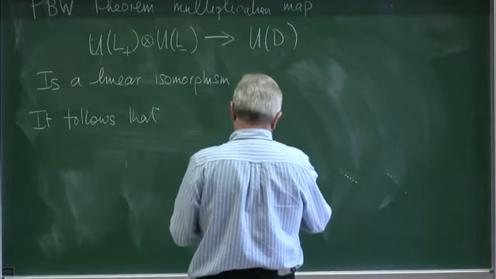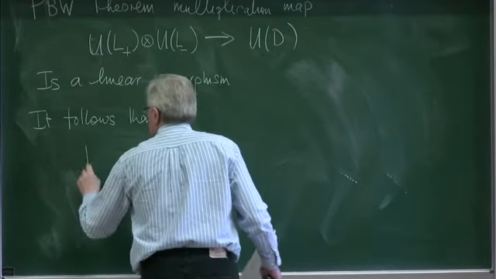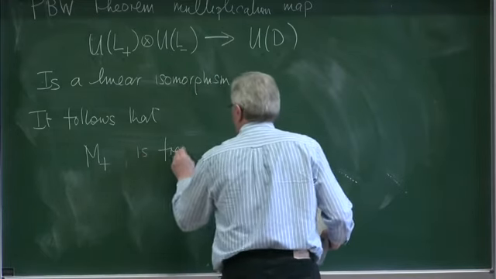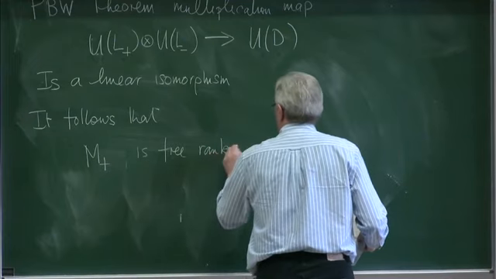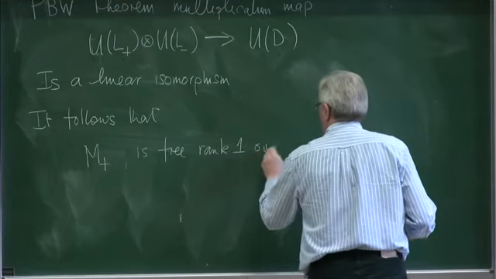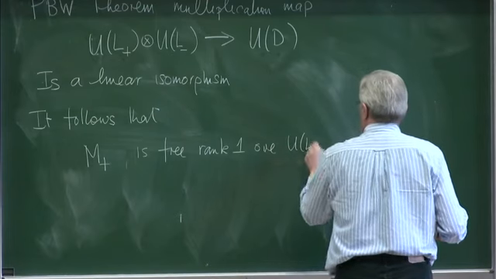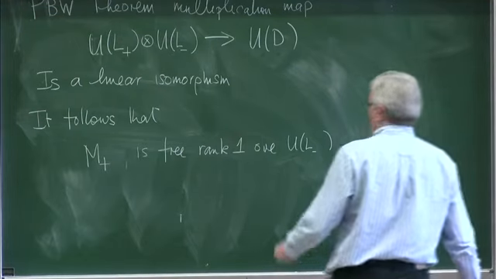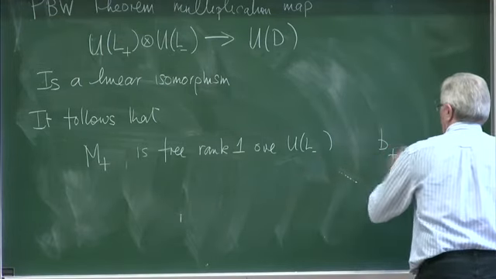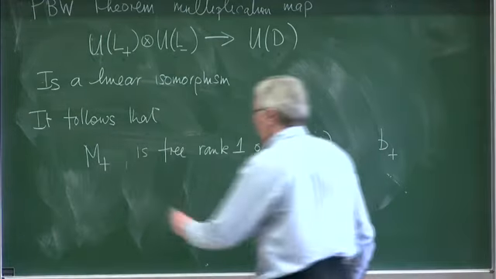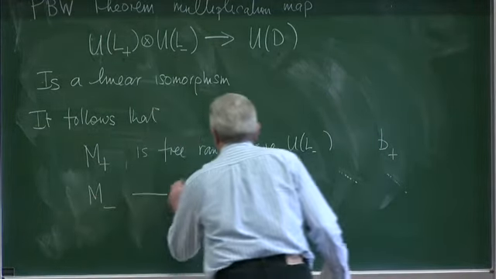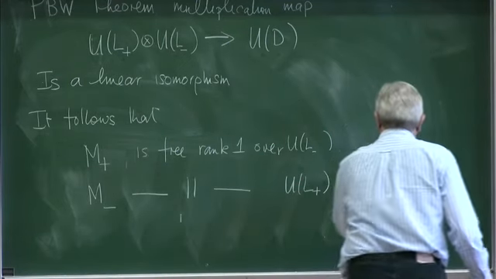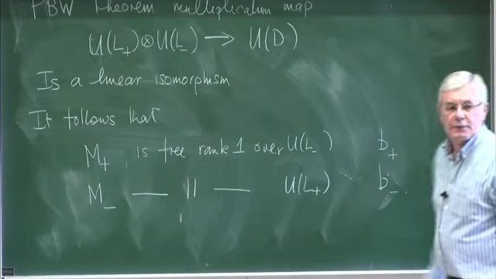several things follow from this. M plus is free rank 1 over U of L minus, right? And I write B plus for the basis element. M minus is free rank 1 over U of L plus. And the basis element of that, I put B minus. That's the first thing which follows.